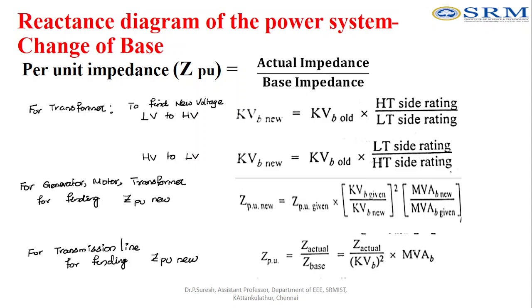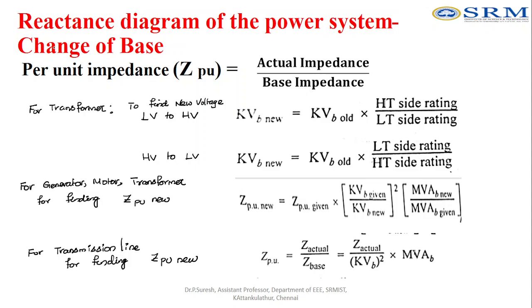Once the base is changed, the reactance values also change, because the formula for per unit value is nothing but actual by base. When the base is changed, the per unit value also changes. So how can we find the reactance values for the components when the base is changed, but the reactance values were calculated using some other bases? Now we are going to change the base.